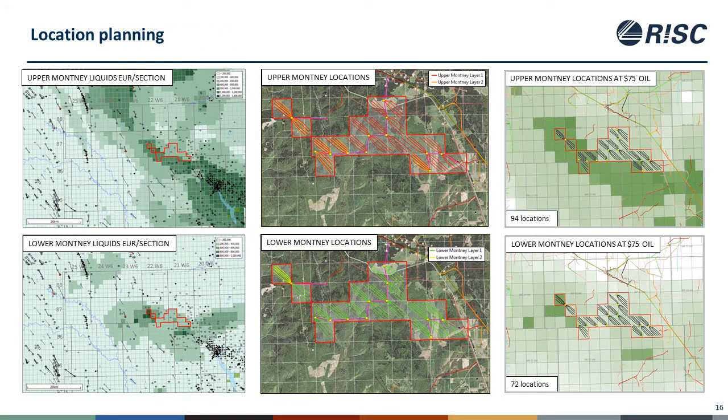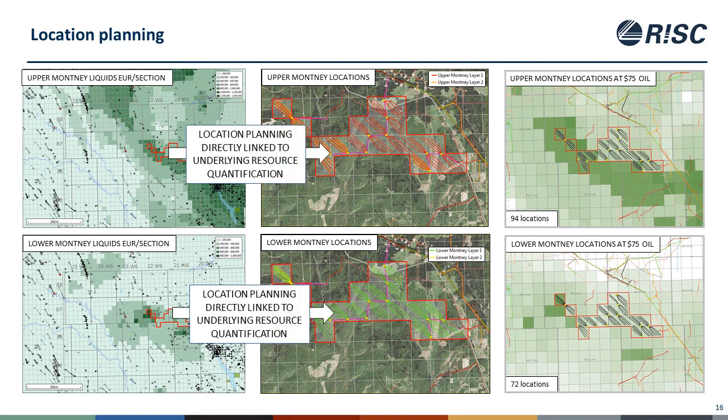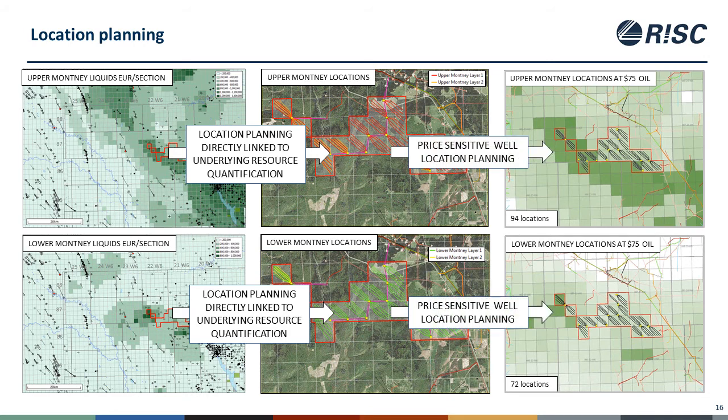Moving further down the process, our spatial analysis workflow can now help us in development planning. Each planned horizontal location is directly linked to the underlying attributes, including the estimated ultimate recovery on each section. That provides a value for each location and allows us to switch on and off locations dependent on oil or gas prices. So our understanding of recovery in the field is intimately linked with the development, which is of course subject to the price environment.